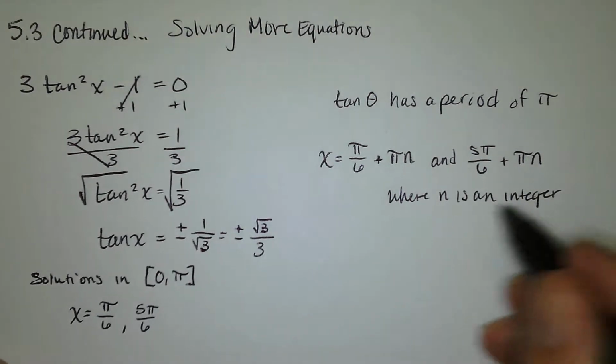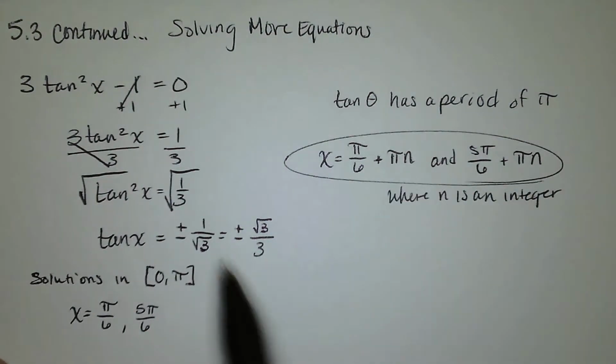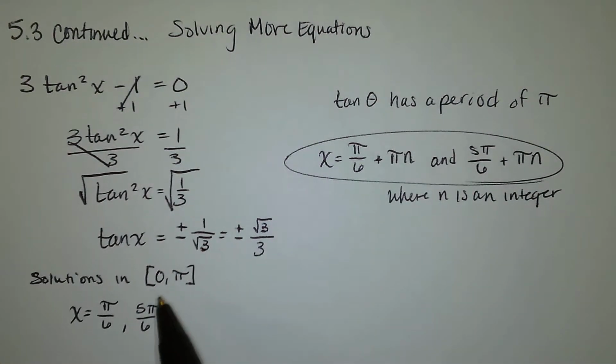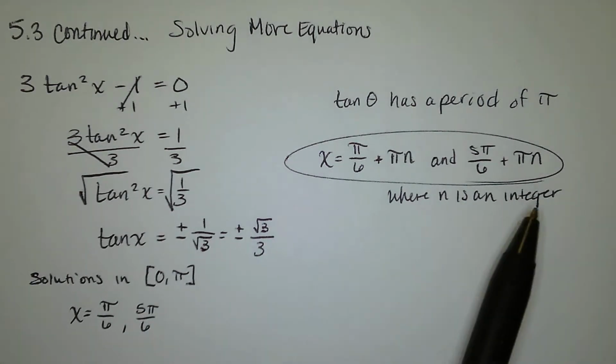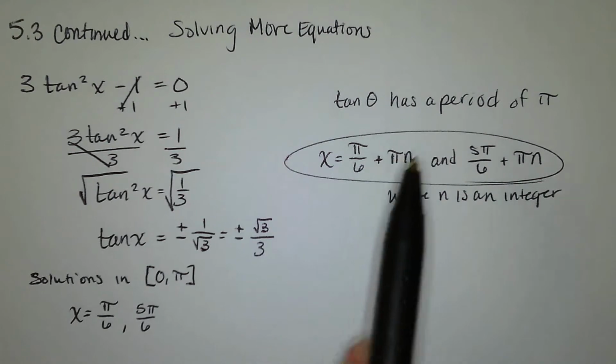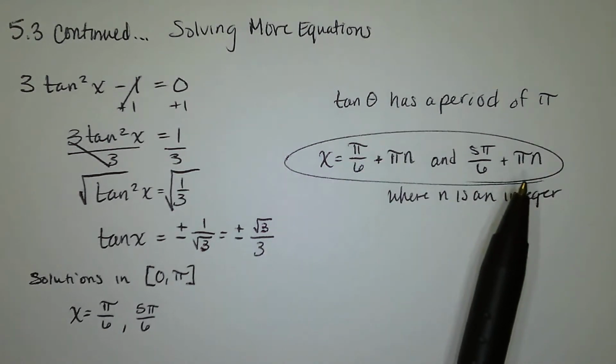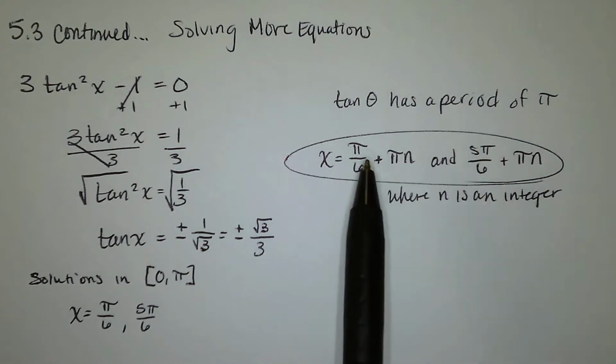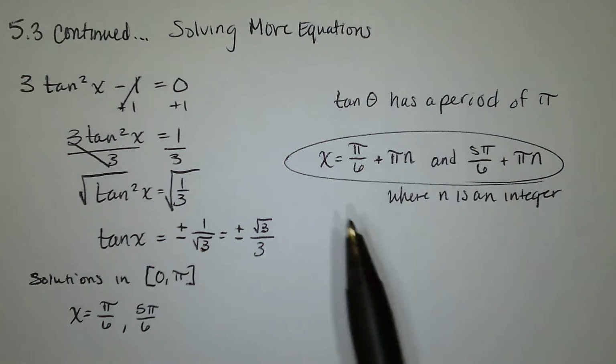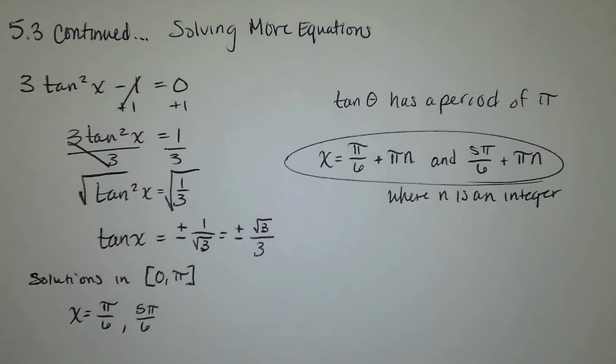So this is our actual solution here. These are the solutions just in the first period. But if we want to look at all of the solutions here, we have to add and subtract the period of pi repeatedly, infinitely, to get every solution. So this notation represents every possible solution of this function.